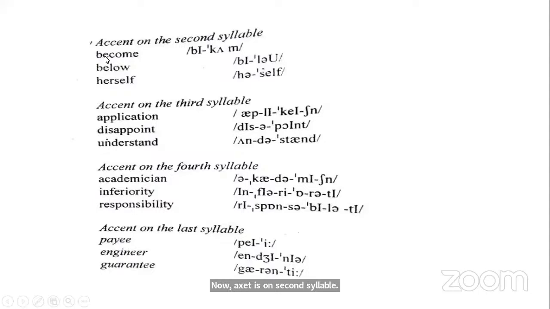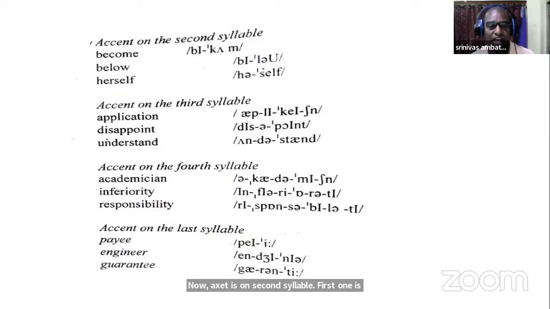Become. Observe when you say it. Become. Next, below. Herself. Herself. Are you observing? You are not stressing on the first syllable here. Like the previous one, here the stress is on the second syllable.